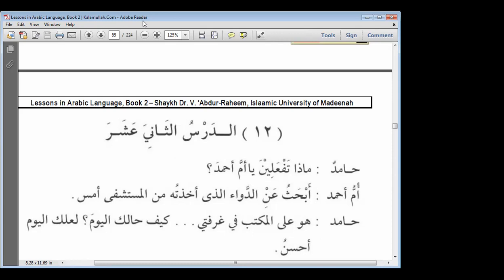Remember the person in the bus said, sa'anzilu fil mahatta al-qadima. I will exit or descend or come off at the next station, the next stop. Okay. So if I say, sanarakum fil usbu' al-qadim inshallah, we will see you all next week inshallah. Right?